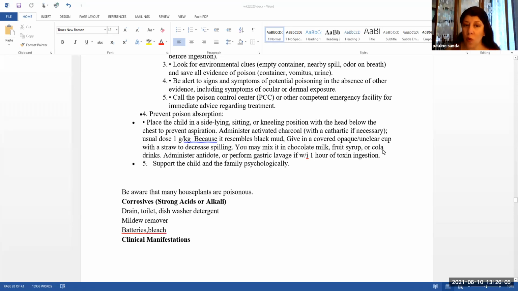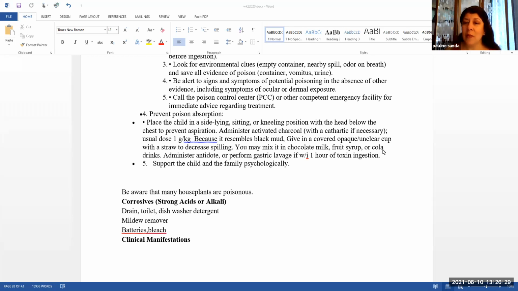Next, we want to avoid or prevent poison absorption. Place a child in a side-lying, sitting, or kneeling position with the head below the chest to prevent aspiration. Administer activated charcoal with a cathartic if necessary. We don't do this as much anymore. Note the usual dose is 1 gram per kilogram.